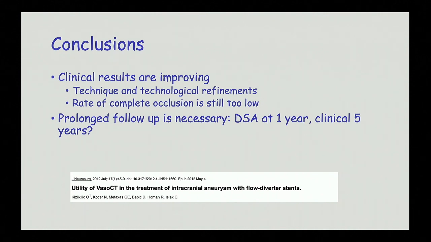It's difficult to decide, but if you have partial occlusion at 1 year, I suggest that you can treat the patient again to occlude the aneurysm.